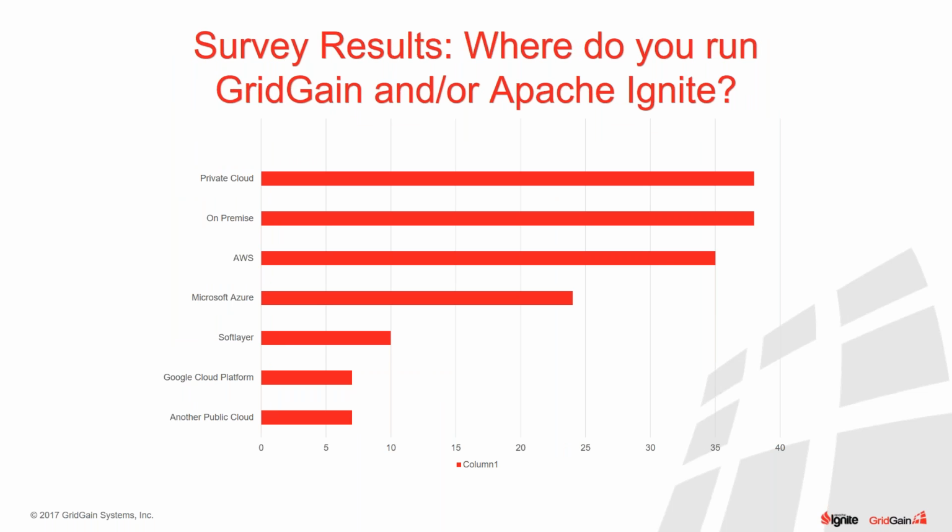Then we asked them, where do you run GridGain and/or Ignite? And our answers were in the private cloud, on-premise, and then AWS, Azure. Thing is, we could run anywhere, right? So, I mean, this just shows our versatility.